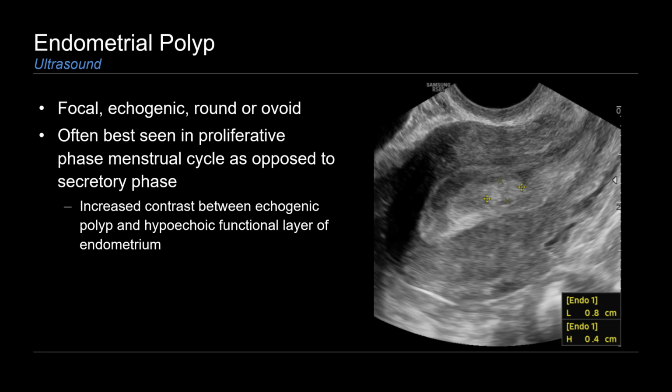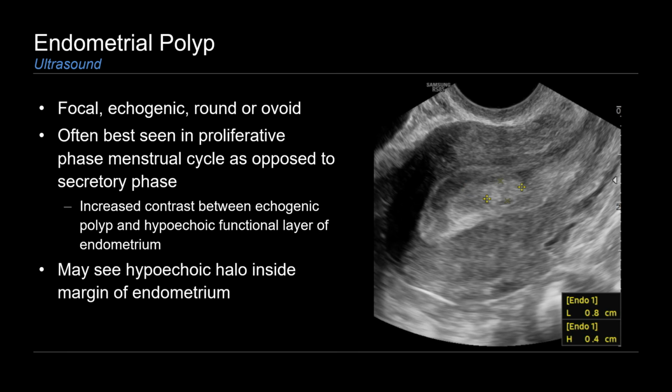In the secretory phase, the endometrium becomes diffusely echogenic due to edema and hormonal changes. And at that phase, these bright endometrial polyps can blend in with the background endometrium and can be much harder to detect. So we often see them best in the late proliferative phase. If we want to be more specific, the phase of this patient's cycle is likely at the very end of the late proliferative phase and in the beginning of the early secretory phase because we do have some increased echogenicity encroaching in on that hypoechoic functional layer.